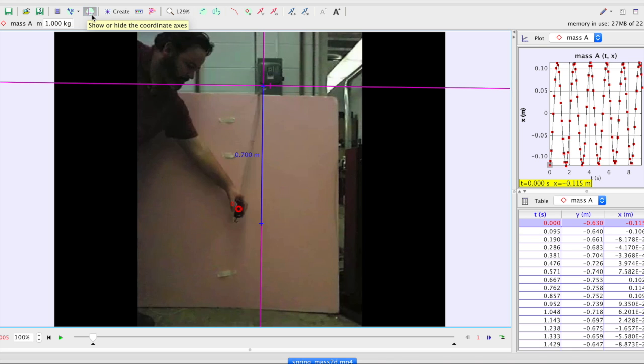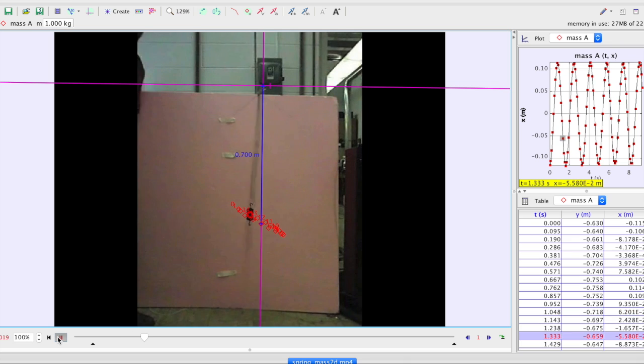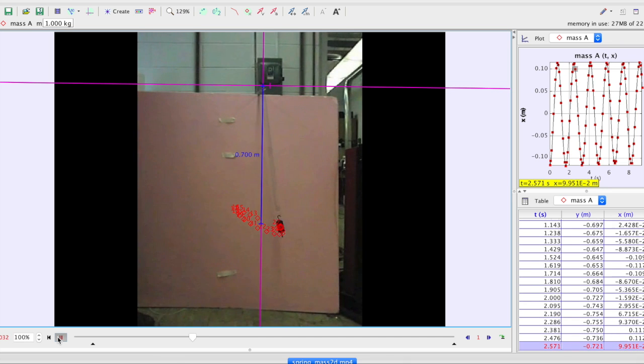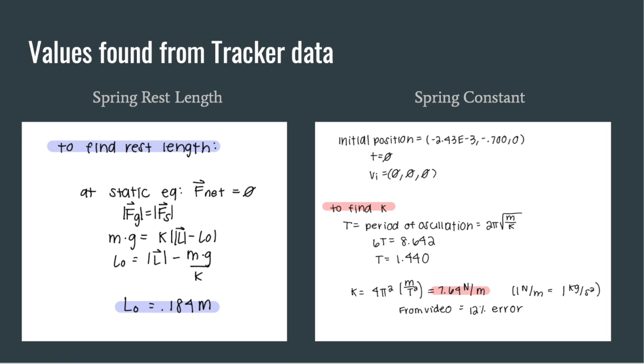The video given was uploaded into the tracker software and was calibrated to be 0.7 meters for the length of the initial spring. The axis was set so that negative y went in the down direction and positive x went to the right. You can see the data for the position versus time of the point mass on the upper right of the screen and the data below that. In order to update this data into the computer code, the rest length and the value for k, the spring constant, had to be found.